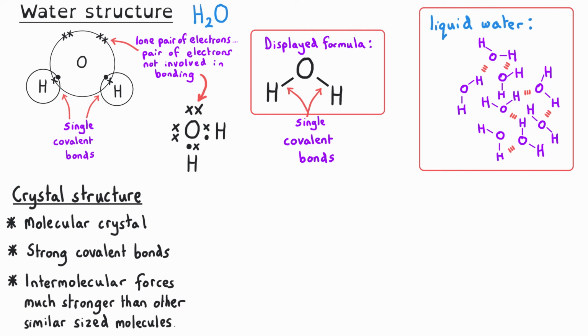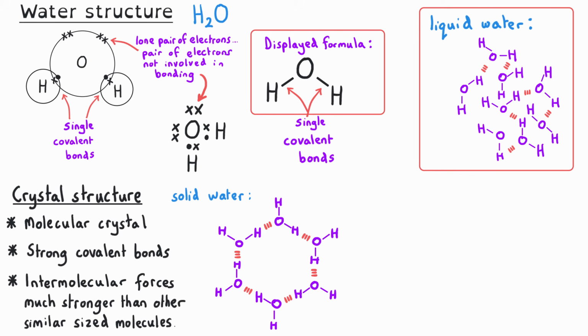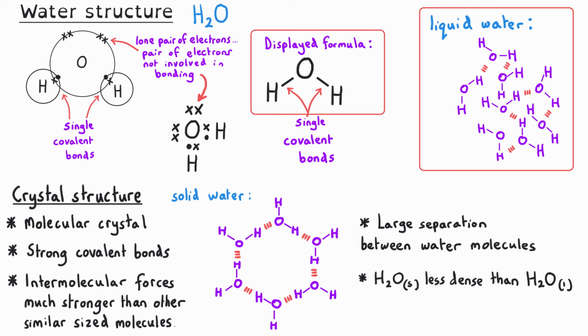In liquid water, there are intermolecular forces between the water molecules, but the molecules are very close together. Whereas in solid water, the most stable arrangement is to have a large separation between the water molecules, as you can see from this large gap here. And this means that solid water is less dense than liquid water, and so ice floats on top of liquid water. Atoms in covalent molecules don't just form single bonds. Double or even triple covalent bonds can form too.